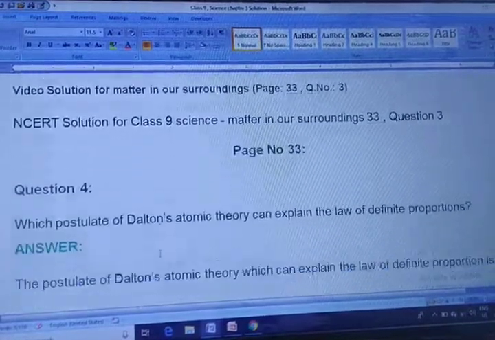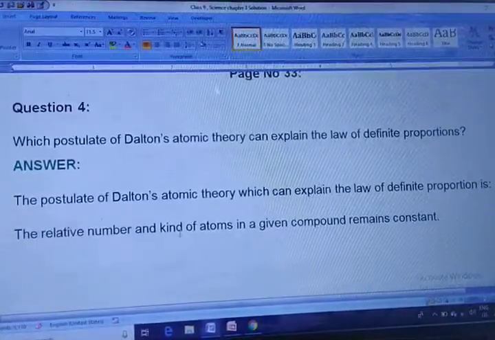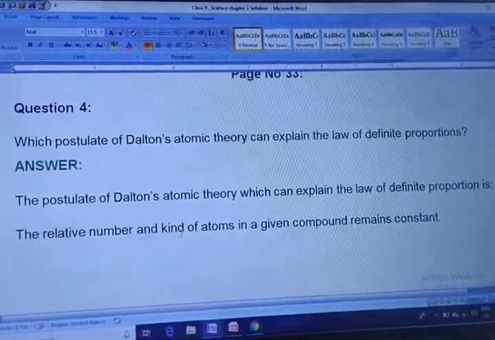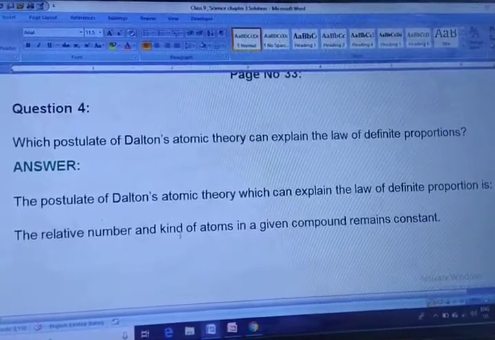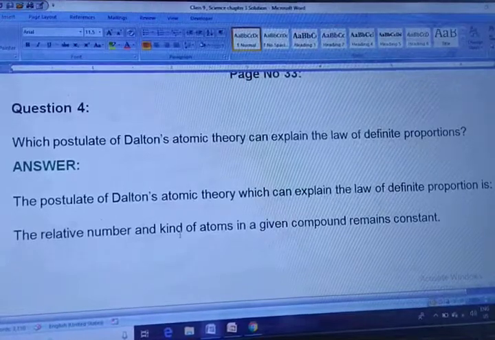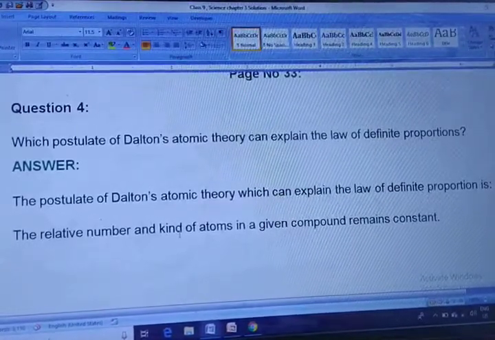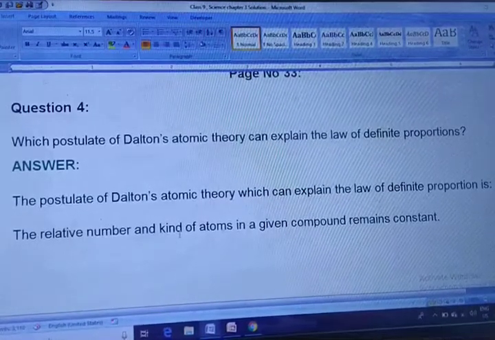Now we are moving towards the next question, number 4. Which postulate of Dalton's atomic theory can explain the law of definite proportion? The postulate of Dalton's atomic theory which can explain the law of definite proportion is that the relative number and the kind of atoms in a given compound remain constant.